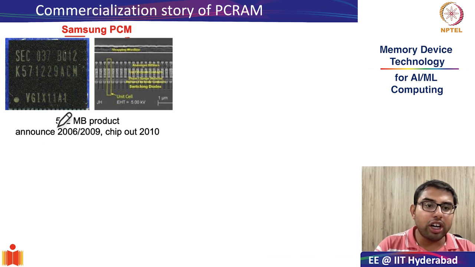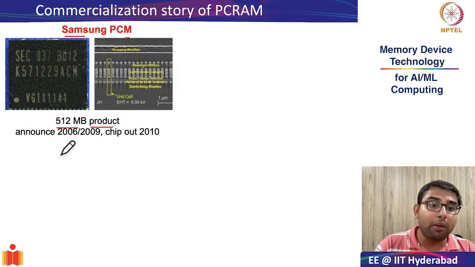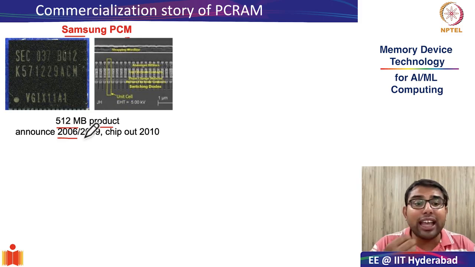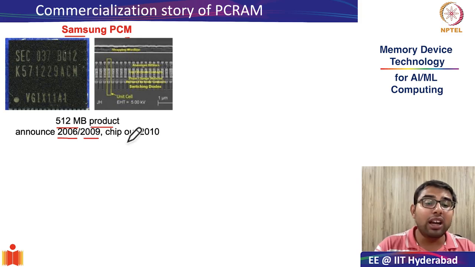So their 512 megabyte product, just 512 megabyte, is something they announced as a replacement for DRAM long back in 2006, and they kept making new announcements that we are going to commercialize in 2009, but the final chip came out much later, only in 2010.